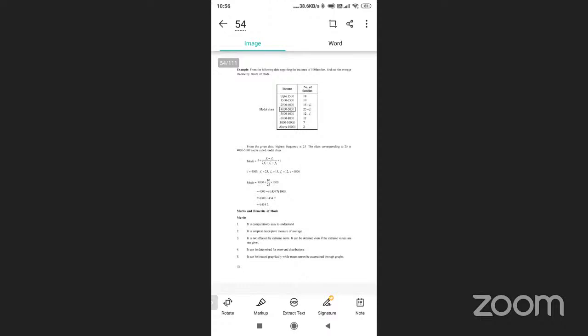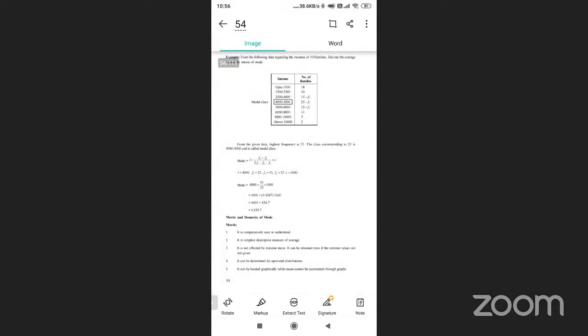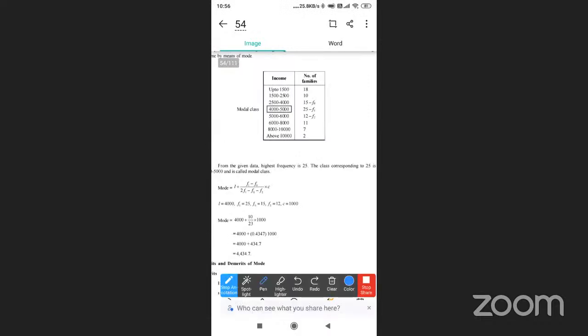Yes, very good question. Suppose in place of 18 we get 38. Then 38 is the maximum frequency, which is known as f. Clear? Now f1 is 10, but what about f2? Sorry, f2 is 10. What about f1? 0. So f1 is 0.